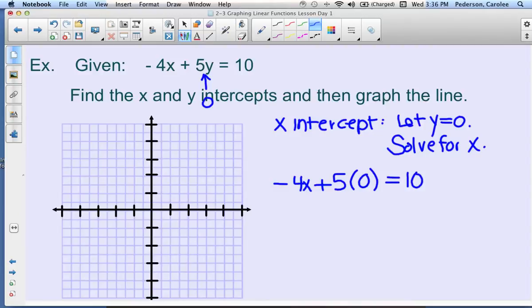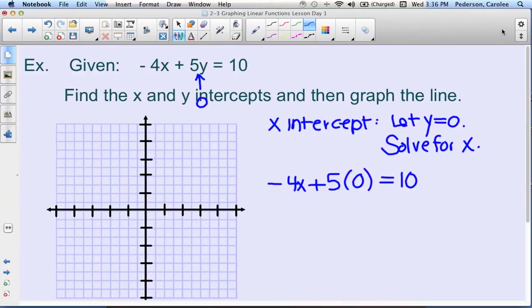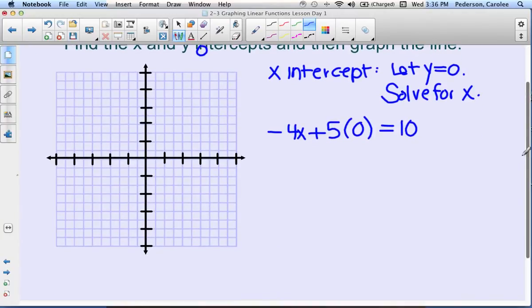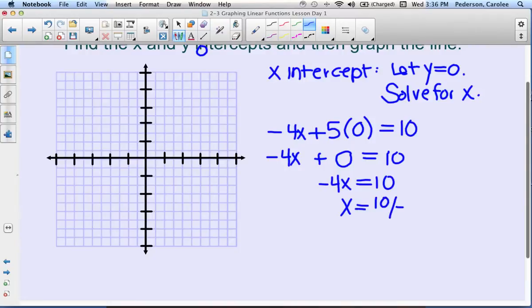Now we solve this equation for x. So this becomes 0, because 5 times 0 is 0. And then we have negative 4x equals 10. We divide both sides by negative 4. So 10 divided by negative 4, x equals negative 2.5. As a coordinate, it's going to be negative 2.5, comma 0.